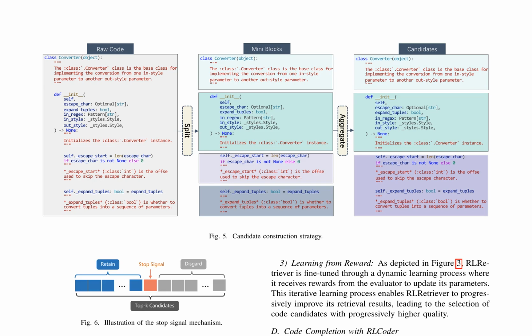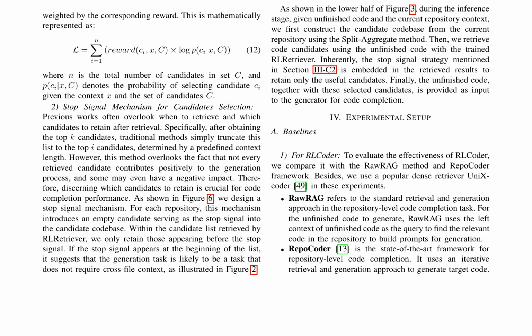A stop signal mechanism is designed to discern which candidates to retain, ensuring only useful candidates are selected. The RL retriever is fine-tuned through a dynamic learning process, receiving rewards to update its parameters. In the inference stage, candidates are retrieved using the trained RL retriever, and the stop signal strategy is embedded to retain only useful candidates. The selected candidates are then provided as input to the generator for code completion.